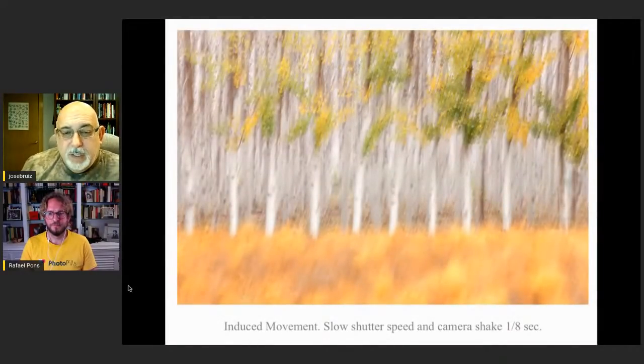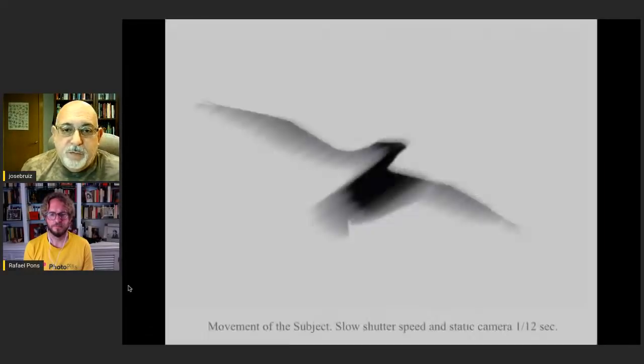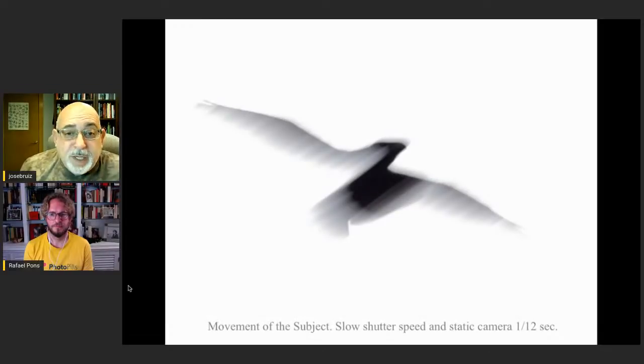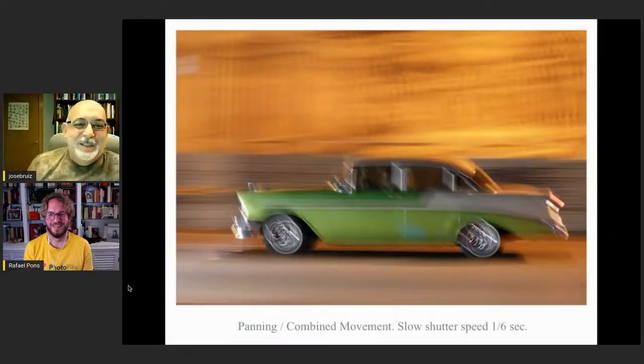This is induced. There was nothing moving here, but 1/8 of a second, and then I shake the camera in different movements, and I choose the one I like better of them. And this is the subject that moves. With the camera, the lens, everything fixed, but the raven was not fixed. And then it makes this movement. And panning is a combined movement.